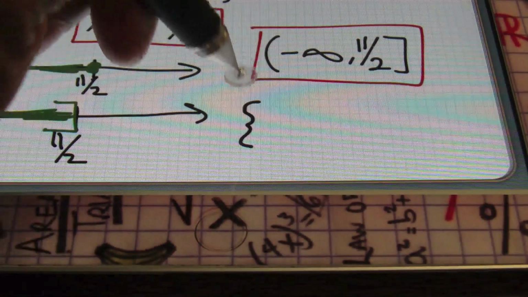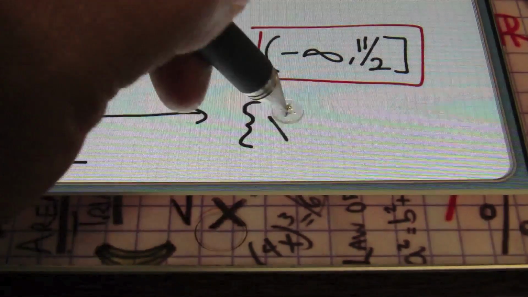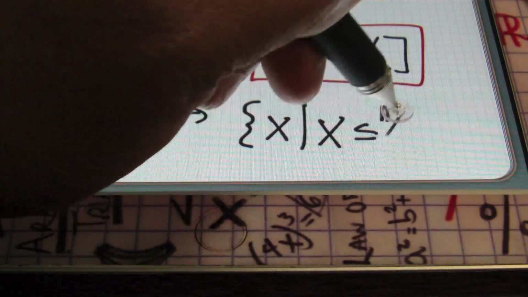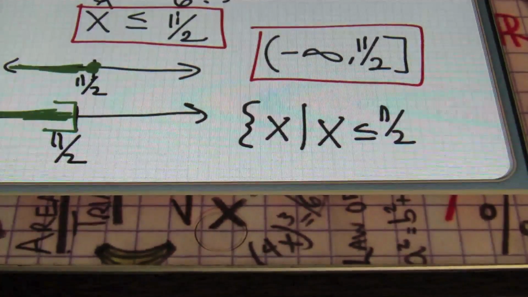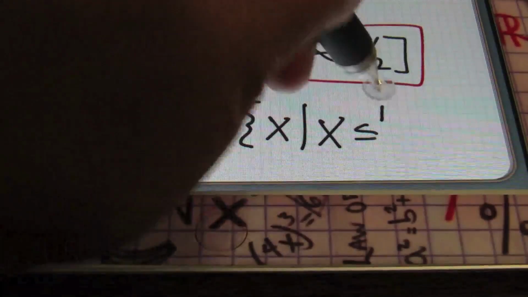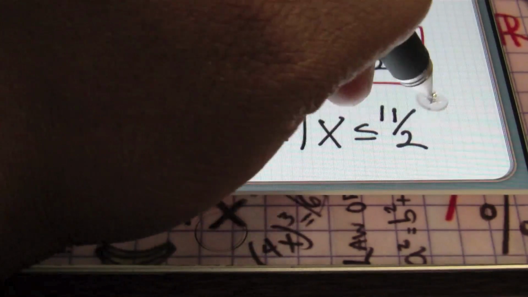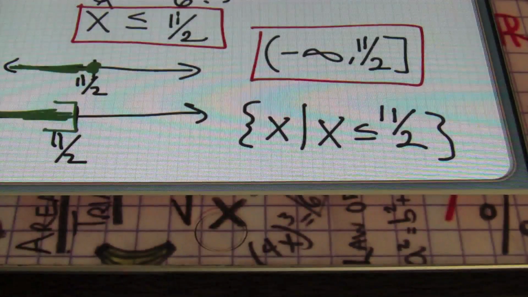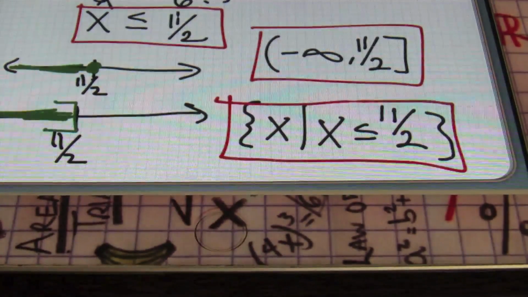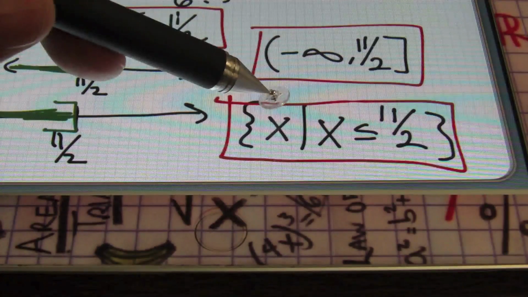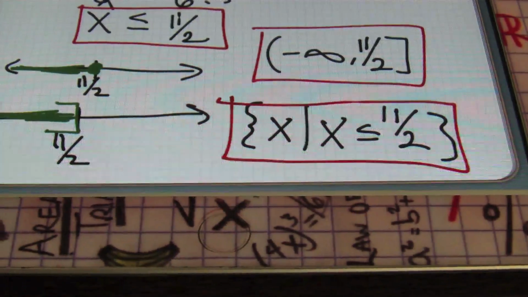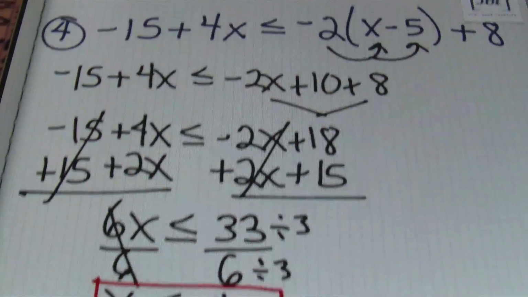So I'll have the brace. Then it's going to be x such that x is less than or equal to 11 halves. Do you hate the 11 as well? Let me fix it then. All right, there we go. That's as good as it's going to get. I know that brace is ugly, but you're just going to have to get over that. Okay, ask for a refund. So you have x such that x is less than or equal to 11 halves, and those are the solutions for problem number 4.